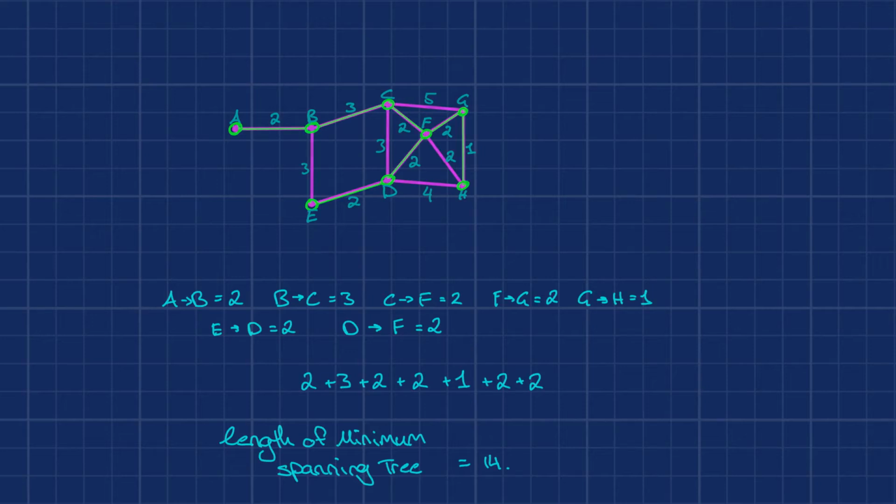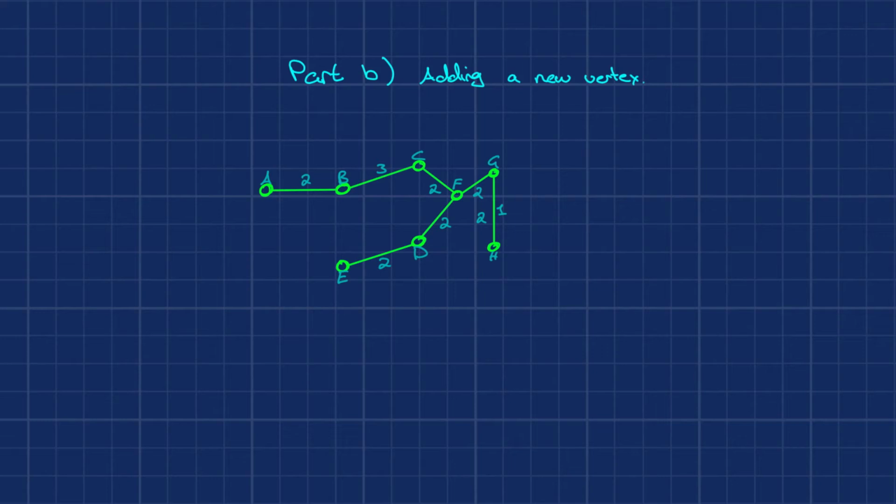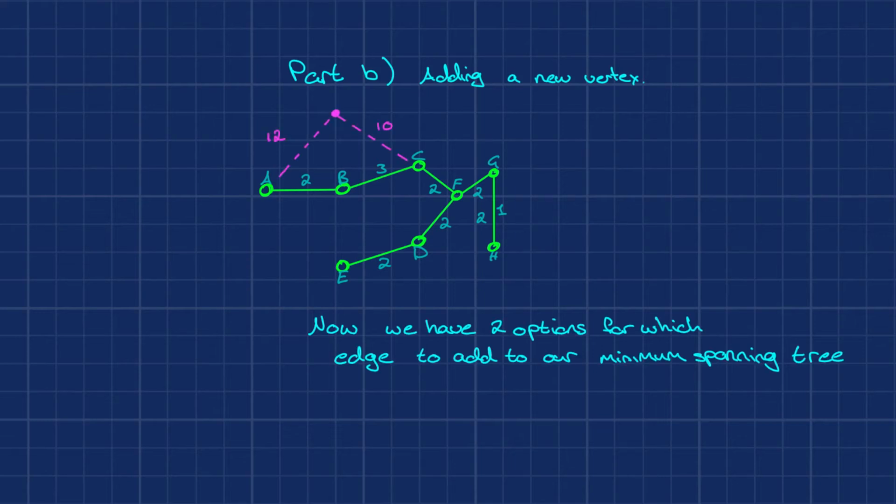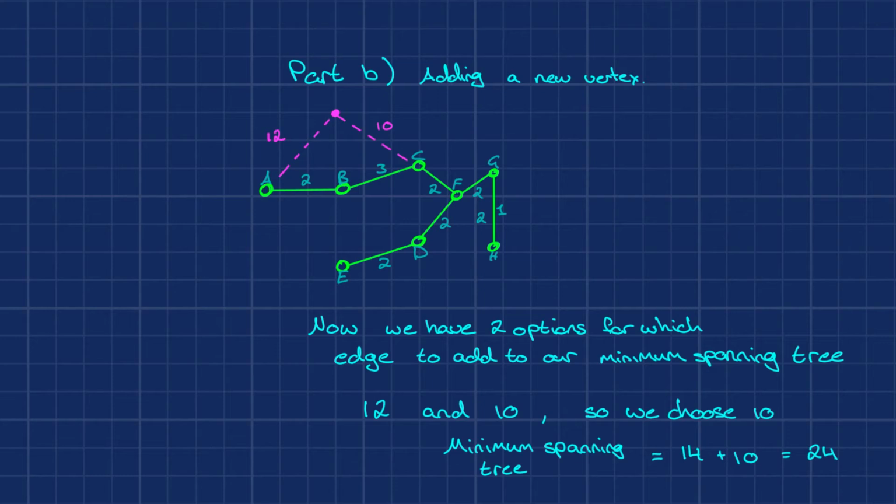Now moving on to part B of this, so just bringing up the network again. What part B asks us to do is add a new node to the network. So it connects at node A with a value of 12 and at node C with a value of 10. So obviously if we still want to find the minimum spanning tree, we choose length 10, which means that our new spanning tree is the length of our previous spanning tree, 14, plus 10, which equals 24, which is the length of the new spanning tree with the added vertex, right?